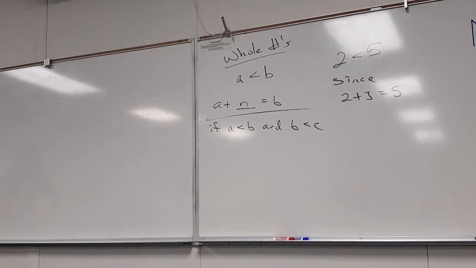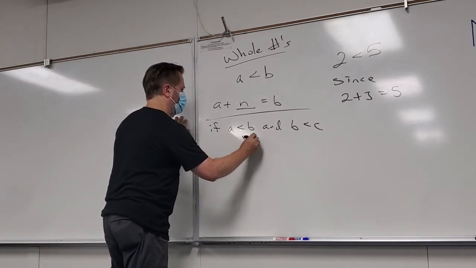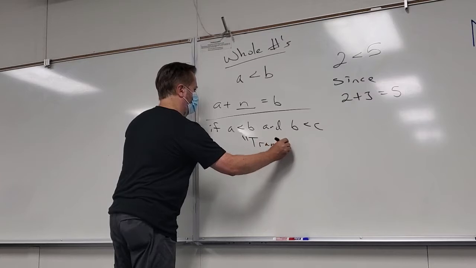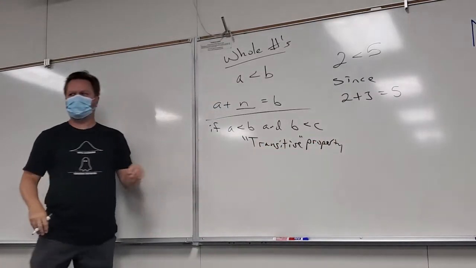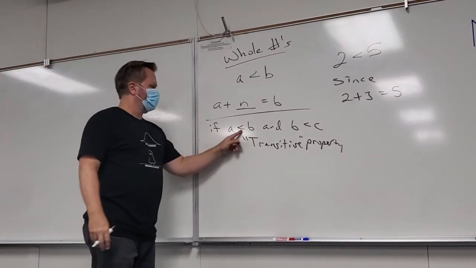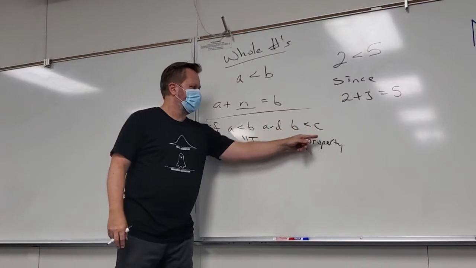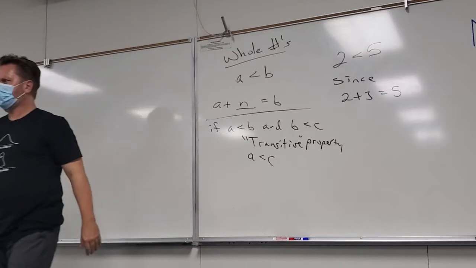Anybody ever heard that word before? Transitive? Transitive property. I affectionately call it the duh property, right? If I'm younger than Jim and Jim is younger than Bob, then I'm younger than Bob, right? That's basically what it says. If Albert is younger than Bob and Bob is younger than Charles, Albert's younger than Charles. I mean, come on.